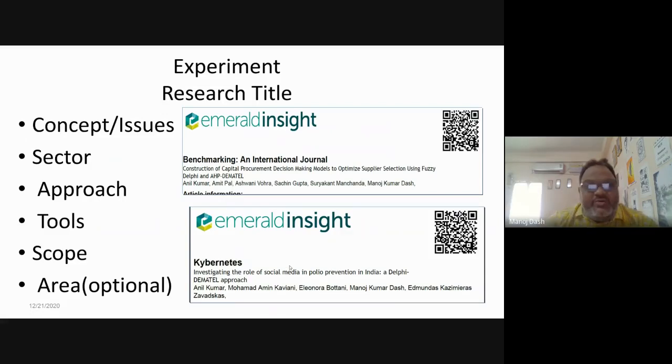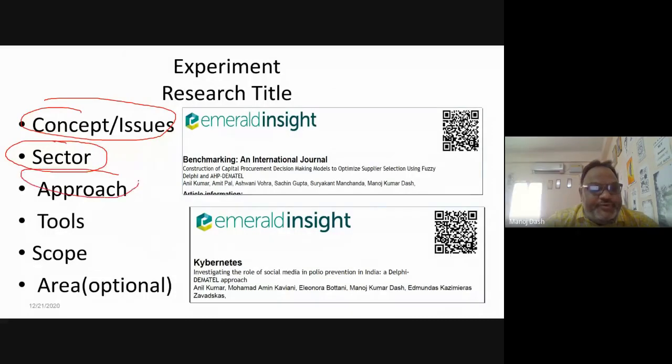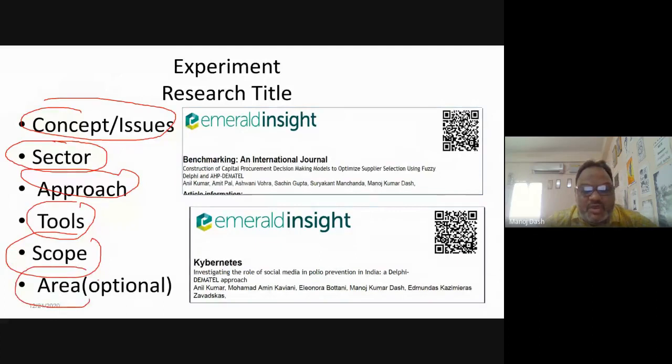Now, for a very good research paper, please remember these 5 things, very important when you start research. There should be concept or issues, there should be sector, there is the approach, there is tool, there is scope, and there is area. For example, suppose this is one paper we published: investigating the role of social media in polio prevention in India, a Delphi-Dimetal approach. Can anybody explain what is the concept here?